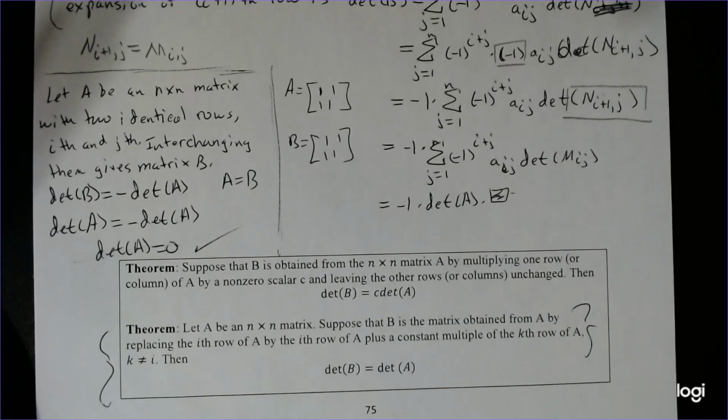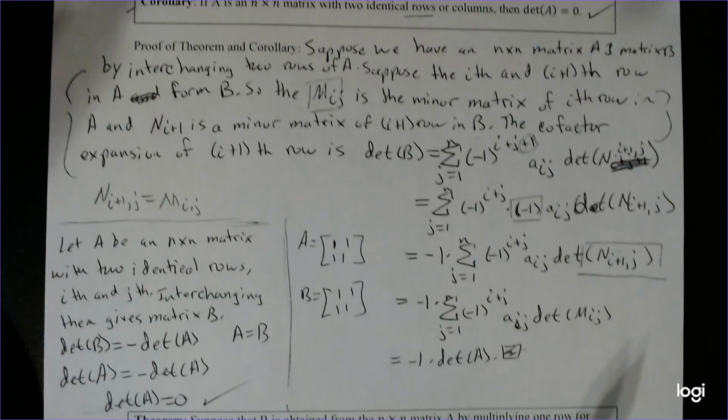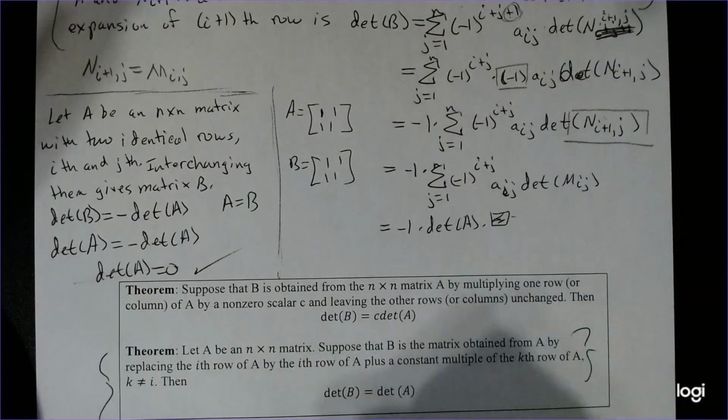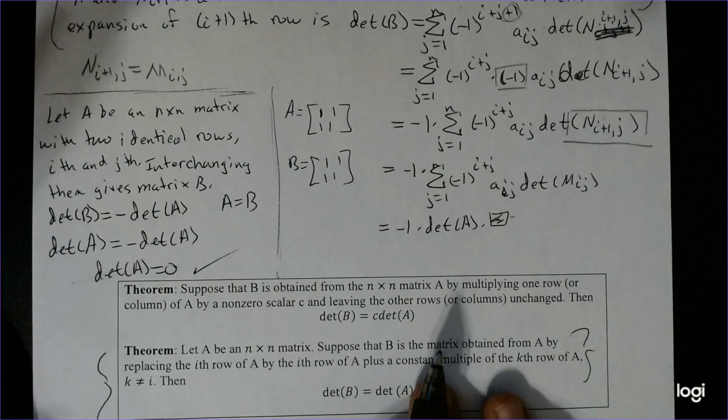Okay. But again, like everything else, we kind of have to prove some stuff, right? So we're going to prove the first theorem here. A lot of setup is going to be needed for this theorem. So suppose B is obtained from an n by n matrix by a multiple of a row. So let me write that down.